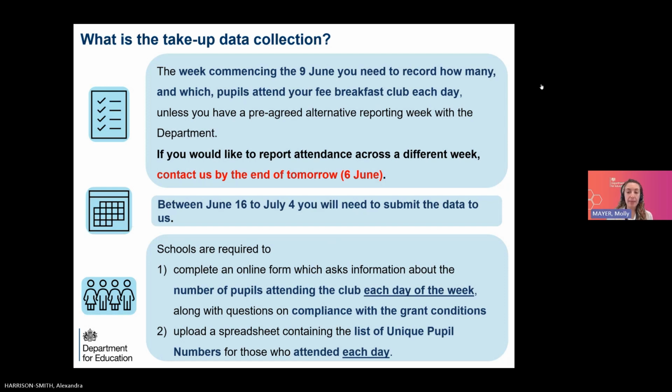Once you've recorded how many pupils and which pupils, you'll need to report this to us. So how that works is from June 16th to July 4th, we will open and send you the links to 2 forms to complete. The first form is a form that will ask you about the number of pupils attending the club each day that week, along with questions on compliance with the grant conditions. And the second is a secure form where you will upload a spreadsheet containing the unique pupil numbers for those who attended your club each day.